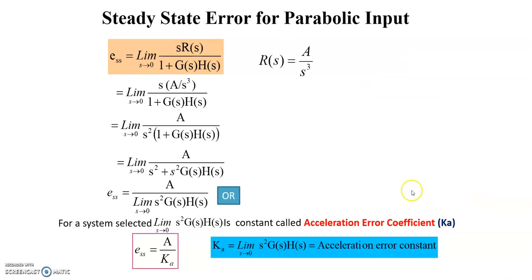So next one is the steady state error for parabolic input. Parabolic means A by s cube, so this is the response for your parabolic. You can substitute this A by s cube in your ESS. So we can finally get ESS equal to A by limit s tends to 0 of s square into G of s into H of s. You assume this as the acceleration error constant Ka, that is Ka is limit s tends to 0 of s square into G of s into H of s. So ESS is equal to A by Ka.